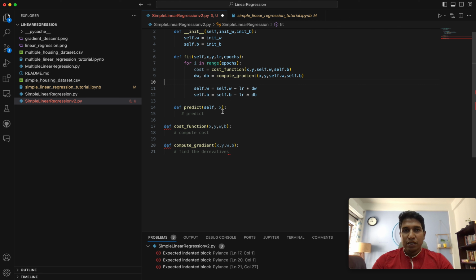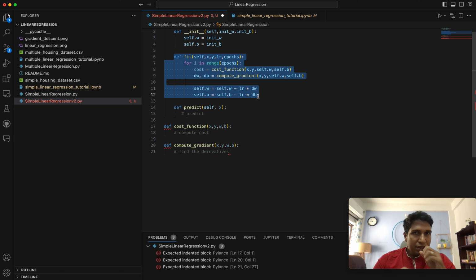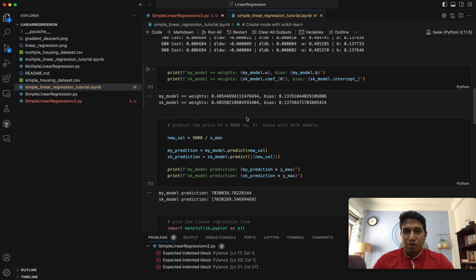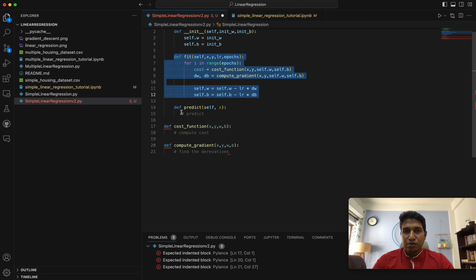Now that is how we are going to do the fit, or train the model. Similarly, once you train it, you do a predict, in which we will use that w and b which have been fitted or learned, and we're going to make a prediction. So that would be y equal to self.w times x plus self.b, right?